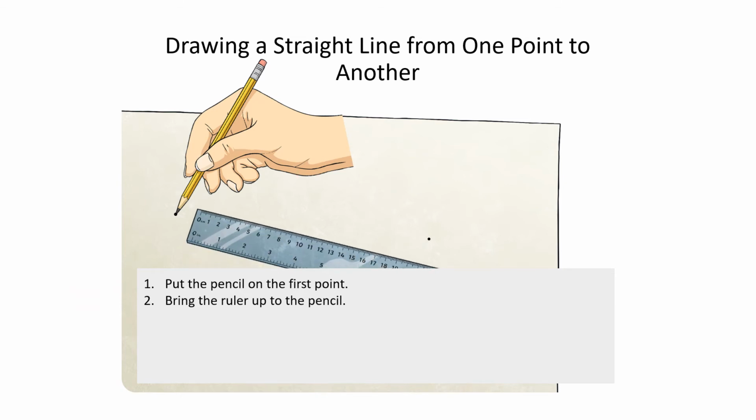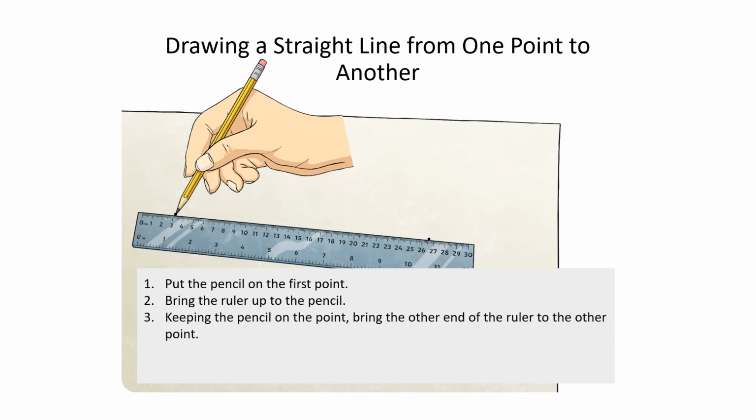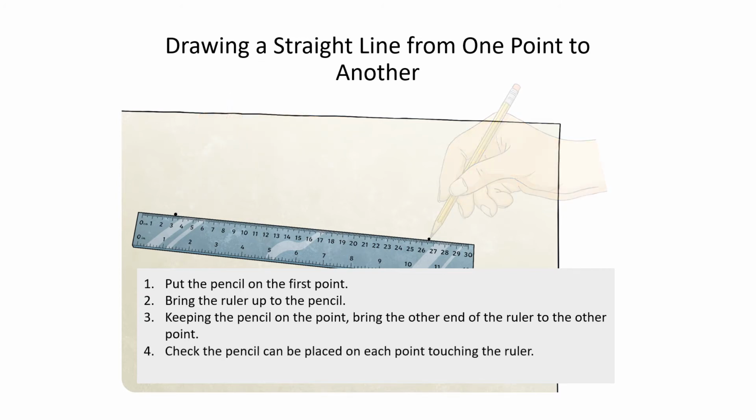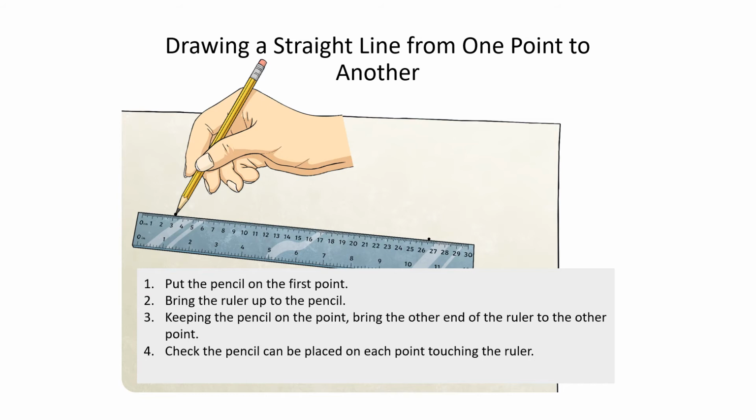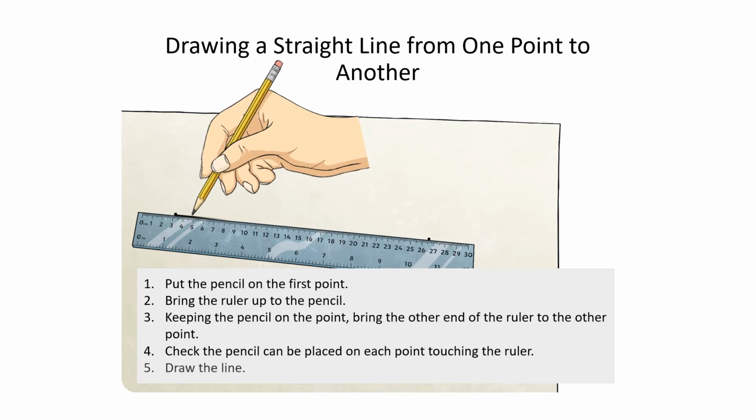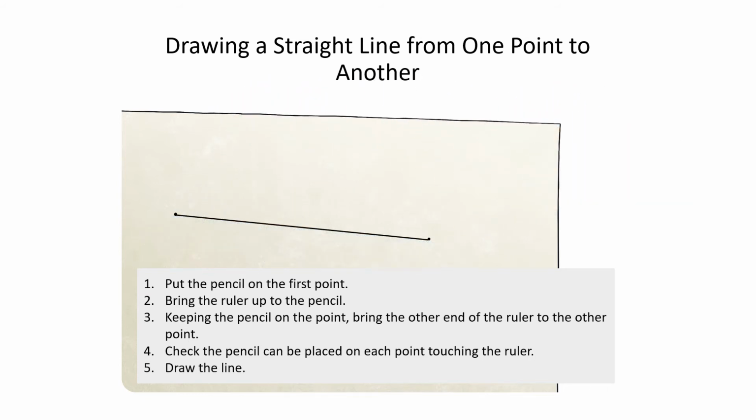Afterwards, we bring the ruler up to the point, and we're keeping the pencil on the point, and we bring the other end of the ruler to the other point, the second point. So once it's there in a straight line, we need to check that the pencil can be placed on each point touching the ruler. This means it's going to give us a nice straight line. Then we draw the line. And we can keep doing this until we can draw the 2D shape that we want to draw.